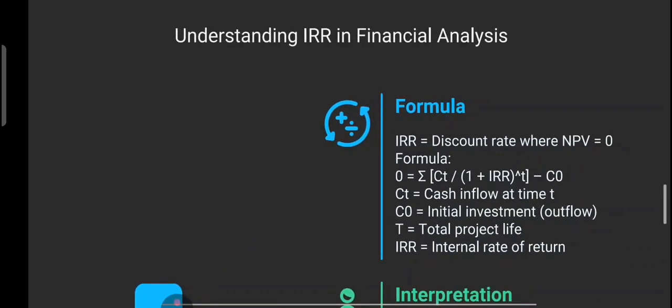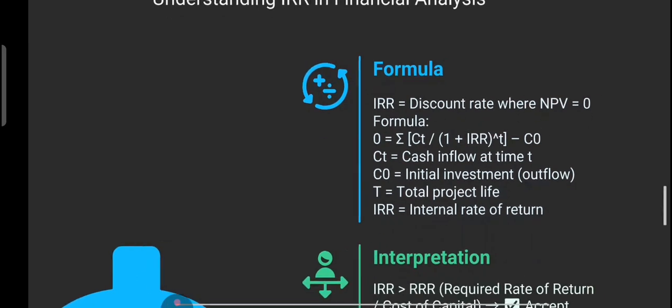Friends, let's look at another financial metric, another investment evaluation tool we have, that is called IRR, internal rate of return. Let's decode one of the most powerful tools of investment decision making, internal rate of return. What is internal rate of return?